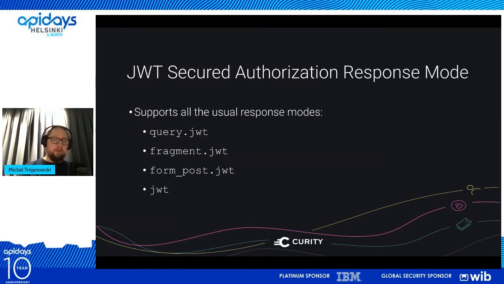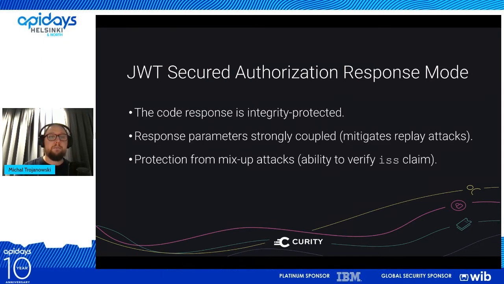JARM supports all the usual response modes that we use in OpenID, so query, fragment, and form post. We just add .jwt. We can also use that JWT response mode, which uses the default one for the given grant type. For example, if you use authorization code, the default is query. Default response mode is query. So in a JWT response mode, it would assume query.jwt.